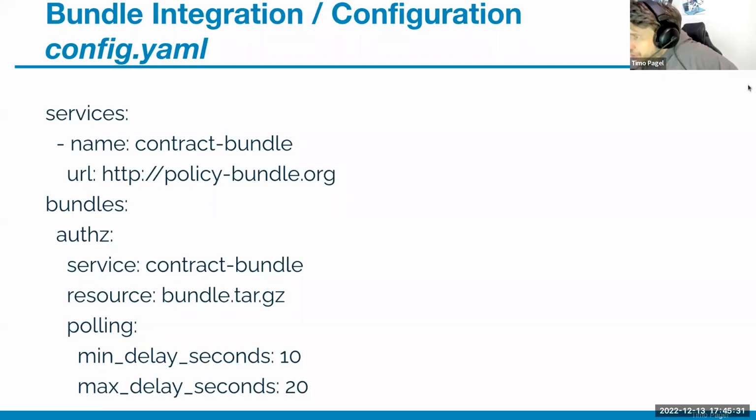Here is such a configuration for one of the bundles. You define your services, and you can say this is my contract bundle, it's available under this and this URL, and you want to pull it so and so often, and the resource is a bundle tar. Then OPA will automatically pull the bundle.tar.gz for you every 10 to 20 seconds.